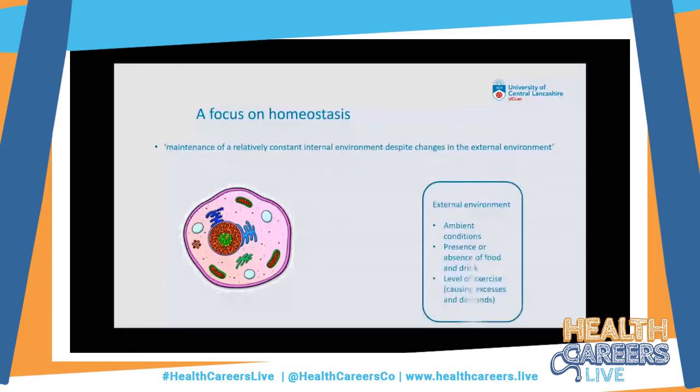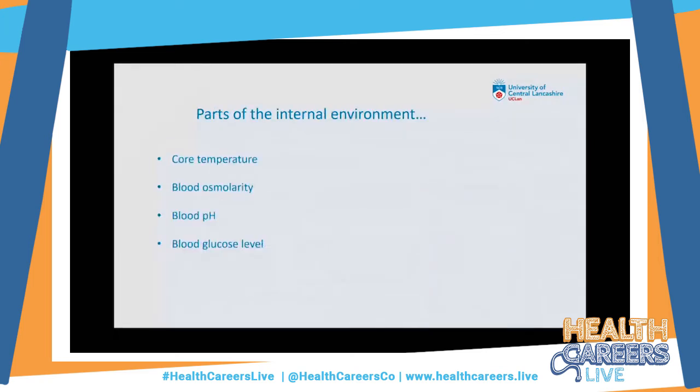Your external environment includes things like the ambient conditions, the presence or absence of food and drink, and also your levels of exercise, which in turn cause excess and demands. The parts of your internal environment that are maintained by homeostasis are core temperature, blood osmolarity, blood pH, and blood glucose level.